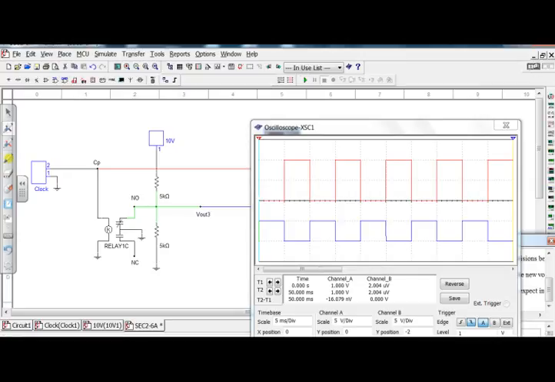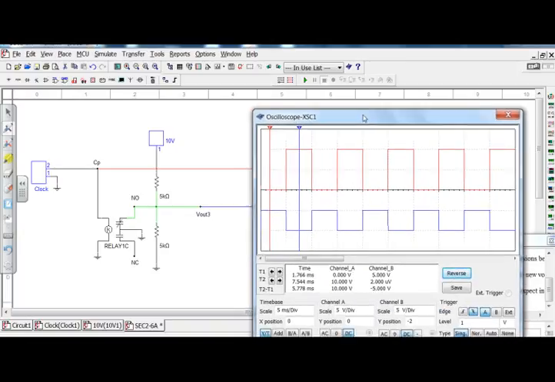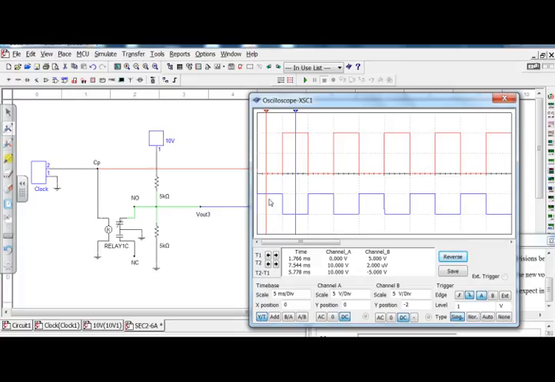Okay. So I've got a cursor 1. I'm going to move cursor 1 to there, and I've got a cursor 2. I'm going to move it to here. I look and I see that channel A is red and channel B is blue. So my channel A is red, my channel B is blue. Okay, so what do I want to know?